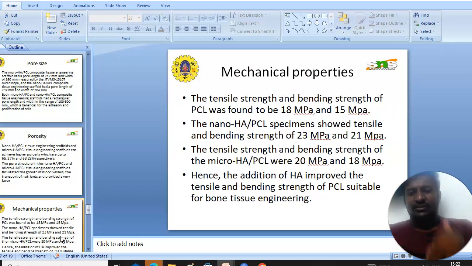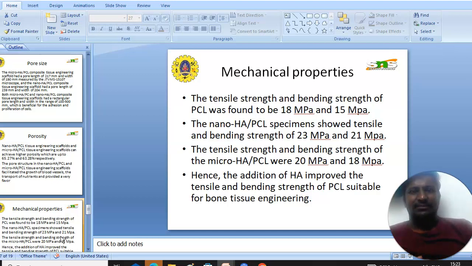Finally, the mechanical properties were analyzed. The tensile and bending strength of the PCL was found to be 18 megapascal and 15 megapascal, while for nano HA-PCL, the tensile and bending strength was found to be 23 megapascal and 21 megapascal, and the tensile strength and bending strength of the micro HA-PCL scaffold were found to be 20 megapascal and 18 megapascal respectively. Hence, the addition of HA improved the tensile and bending strength of the PCL, which will be suitable for bone tissue engineering.